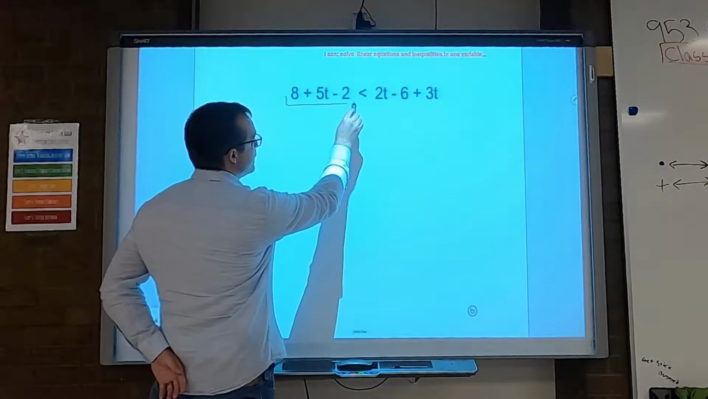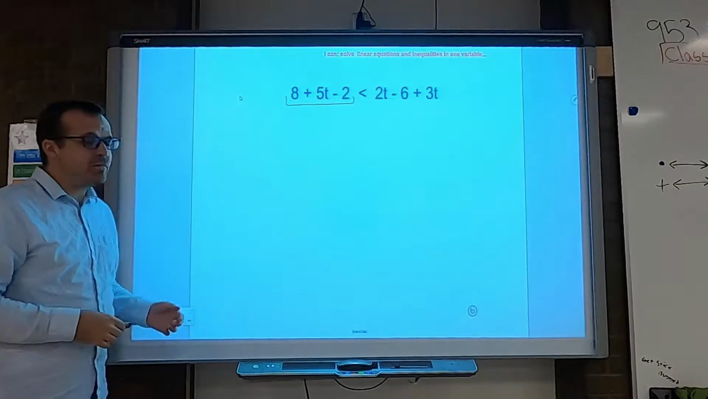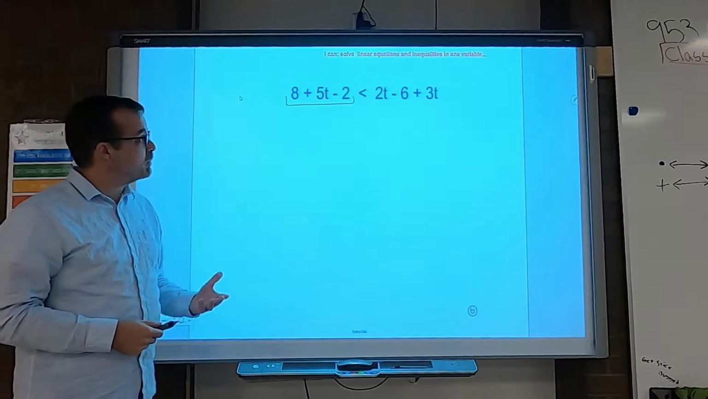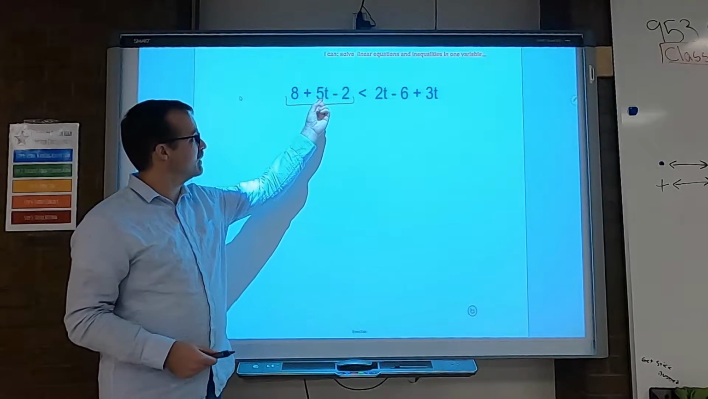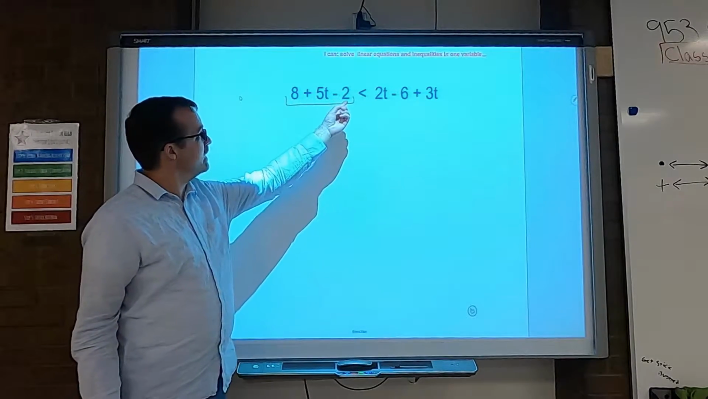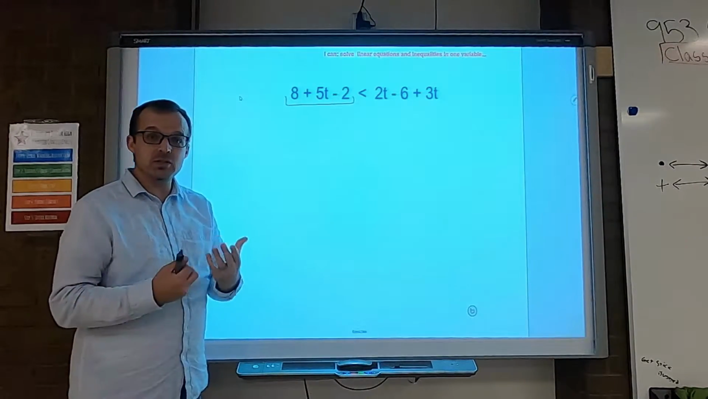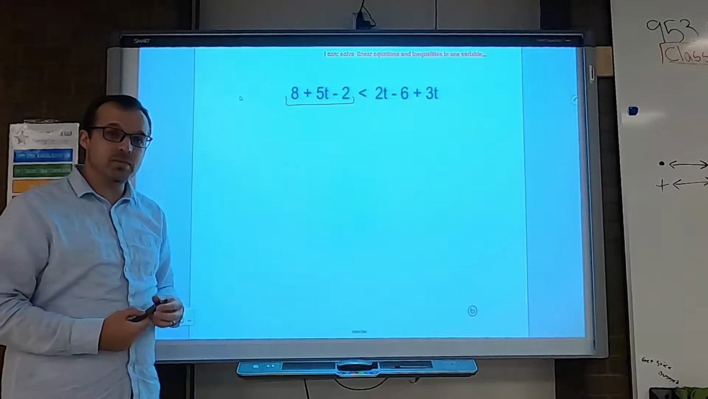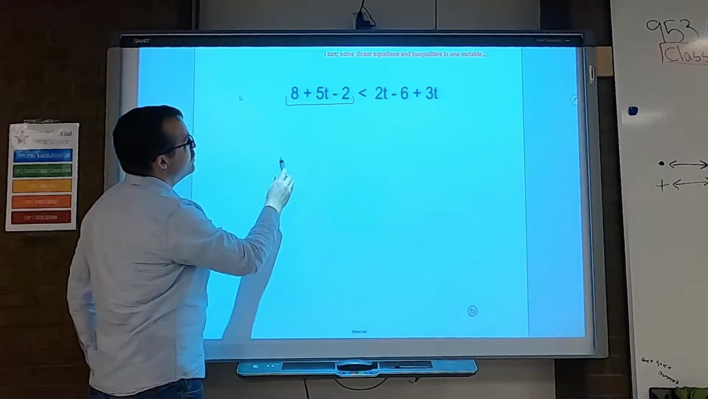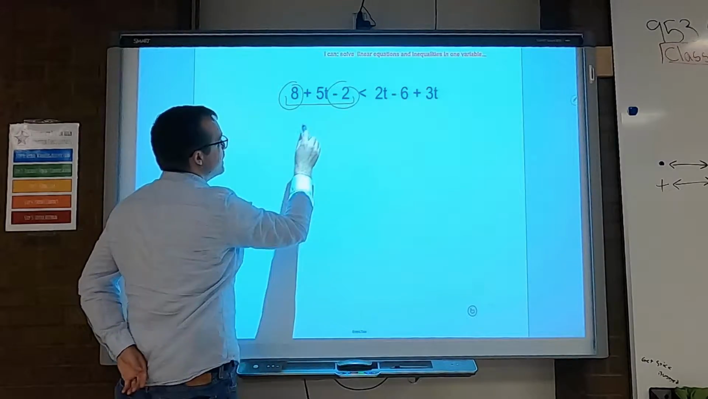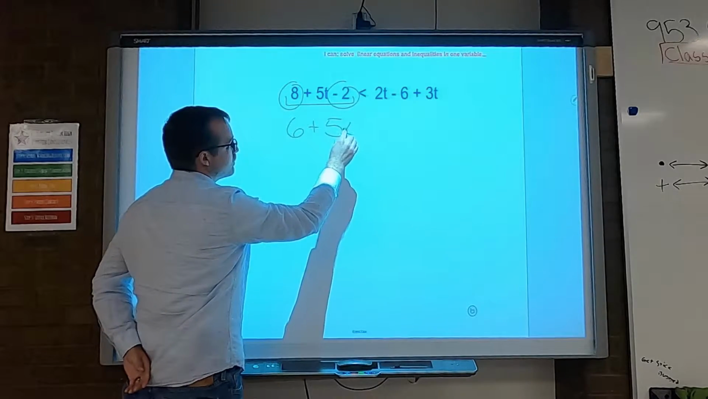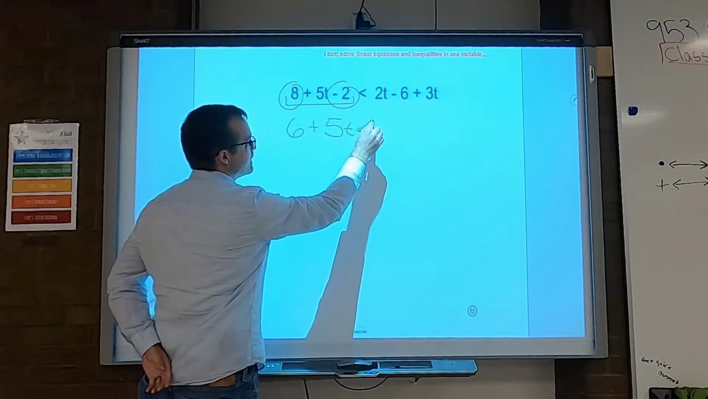Let's look over here on the left-hand side. We got 8 plus 5t minus 2. I'm looking for grouping symbols, exponents, multiplication, division. I can't do the multiplication here. And then addition and subtraction. I've got 8 and a negative 2. Those are like terms. And in addition and subtraction, in GEMDAS, we combine like terms as well. So let's go ahead and combine 8 and negative 2. 8 and negative 2 will combine to be 6. Bring down the plus and the 5t. All right, I'm going to bring down my less than sign as well.